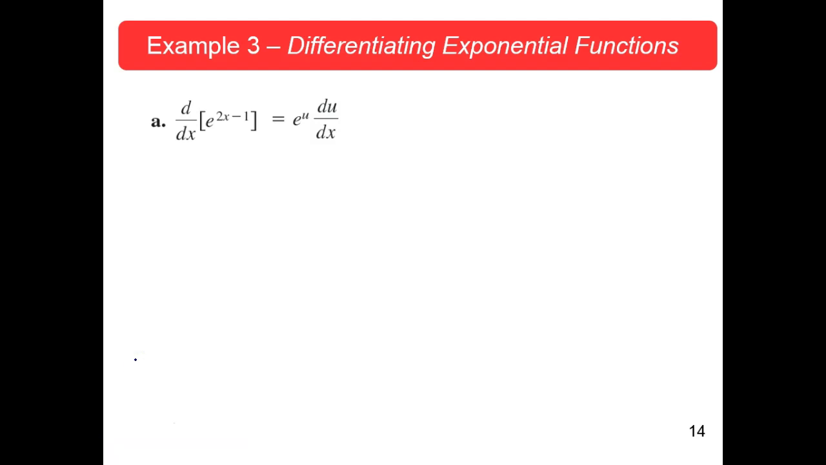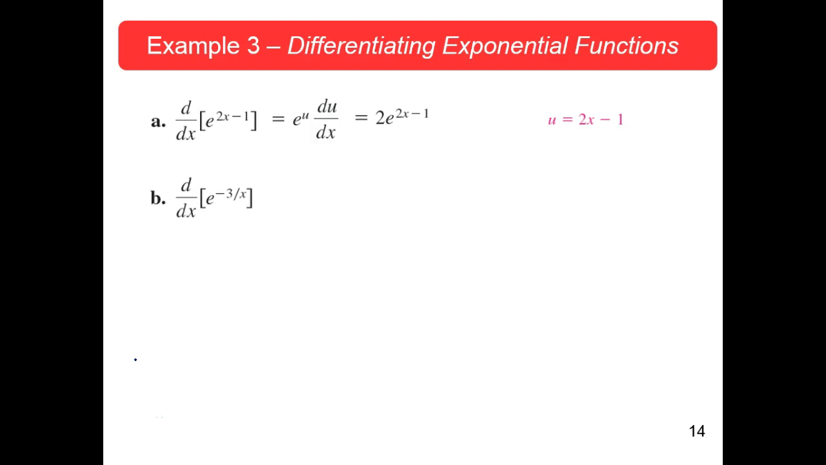Okay. So that's e to the u du/dx. e to the u is e to the 2x minus 1 times du/dx, which is 2. So that would be 2e to the 2x minus 1. Okay, how about this one?